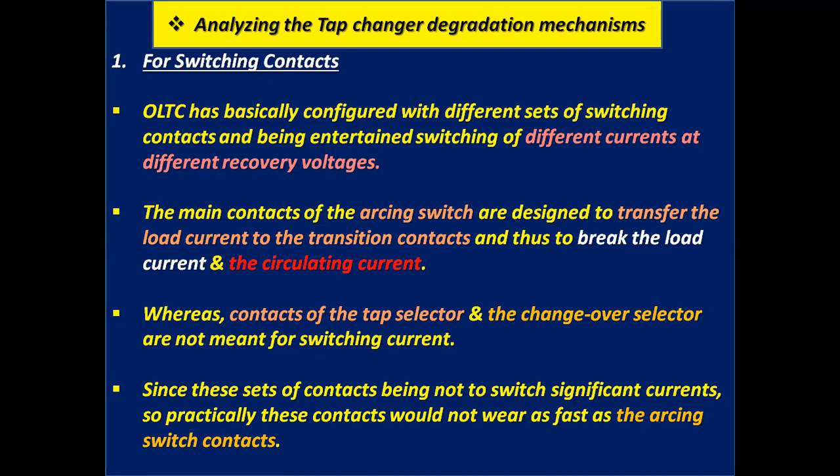The main contacts of the arcing switch are designed to transfer the load current to the transition contacts and thus to break the load current and the circulating current. Whereas contacts of the tap selector and the changeover selector are not meant for switching current. Since these sets of contacts do not switch significant currents, practically these contacts would not wear as fast as the arcing switch contacts.